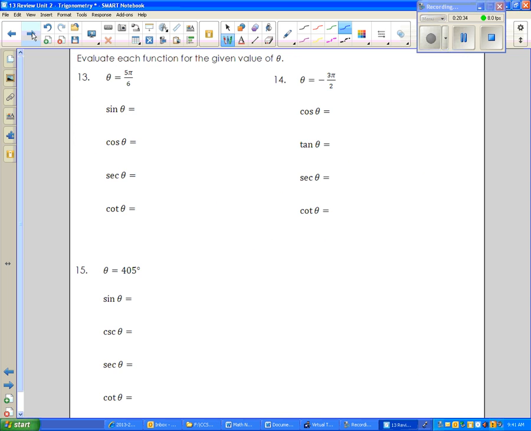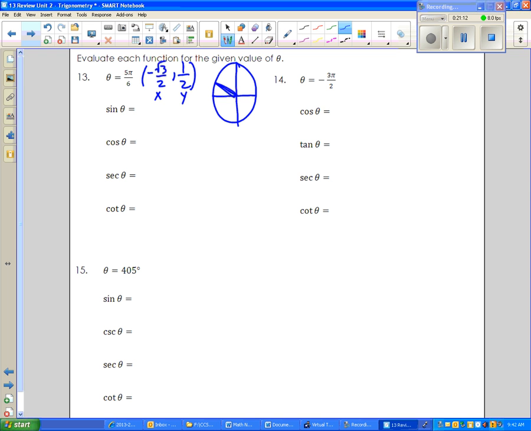All right. In numbers 13 and 14, and 15 too, I guess, you're asked to evaluate the function for the given value of theta. So what I recommend doing, if we have theta equal to 5 pi over 6, 5 pi over 6 is on your unit circle. If I were to draw a picture, 5 pi over 6 is right here. My recommendation when you're doing these problems is to actually write the ordered pair down. And that's going to correspond to a negative square root of 3 over 2 and a positive 1/2. And remember, this is your x, this is your y.